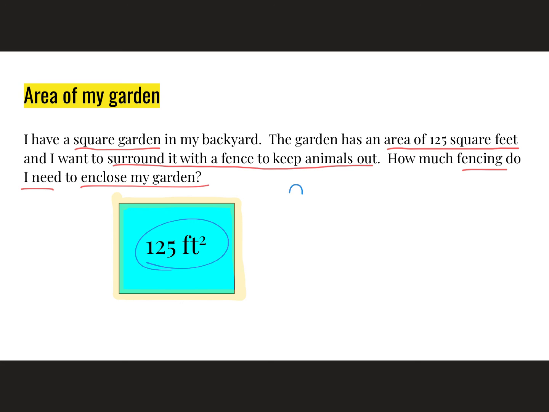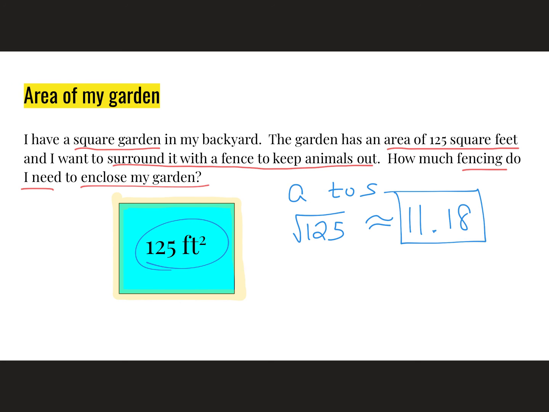So to go from area to side, I take the square root. So the square root of 125, and if I put that in my calculator, because that's not going to give me a perfect square root, the square root of 125 is approximately 11.18. We'll give 2 decimal places. So that's how long one side is. One side is 11.18. But how many sides do I have? 1, 2, 3, 4, because this is a square, right?